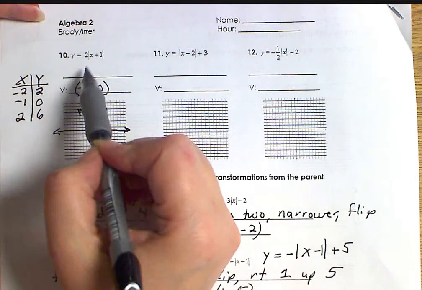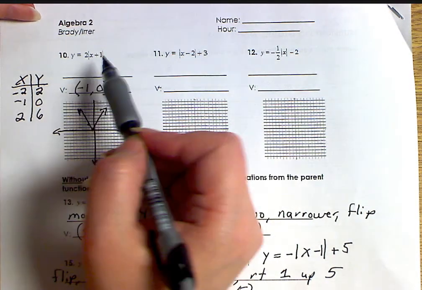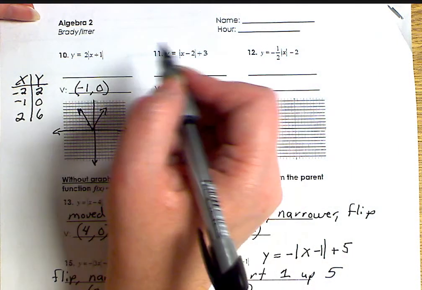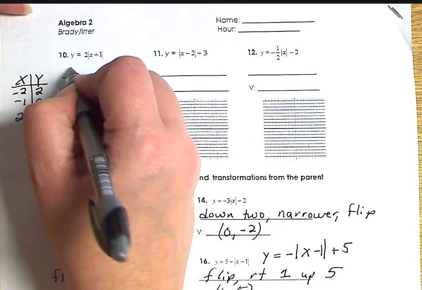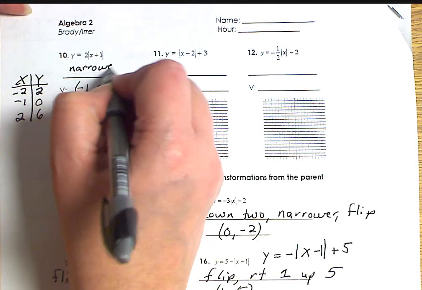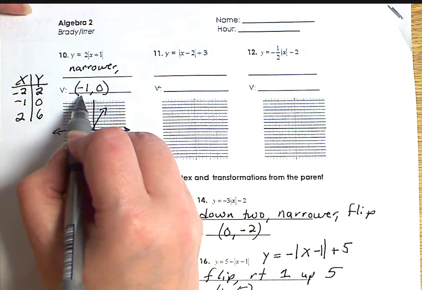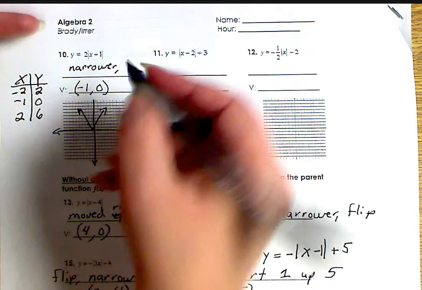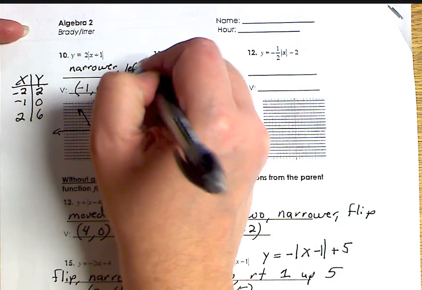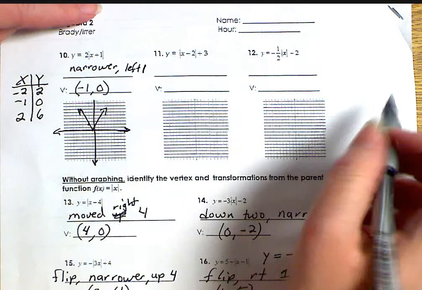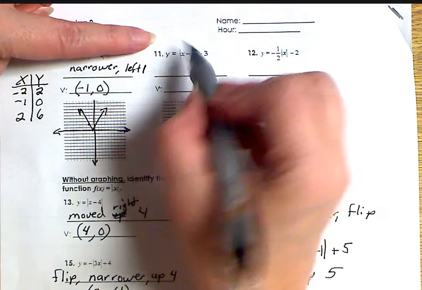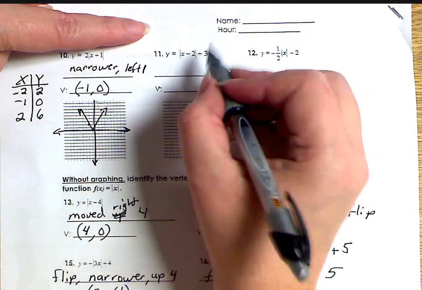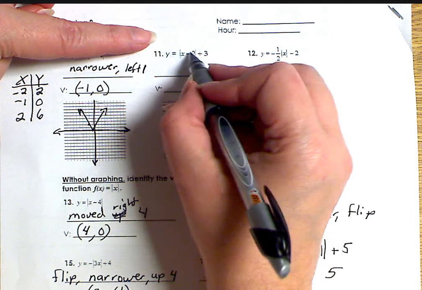What happened to this graph, ladies and gentlemen? Remember, by looking at this, we should be able to say what the 2 does. The 2 made it narrower, and it moved left 1. All right. So we have x minus 2 plus 3. So 2 comma 3 is my vertex.